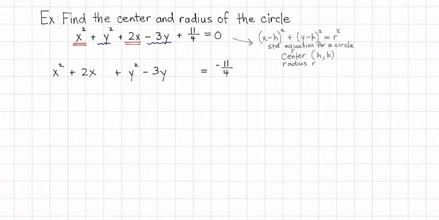Okay, so from there, now we're going to go through and complete the square. This is one of those tricky things that we may have talked about back when we talked about parabolas a little bit. Okay, so what we're going to do is work out the magic number that we're going to need for our x terms.